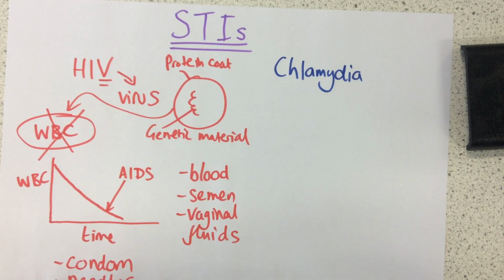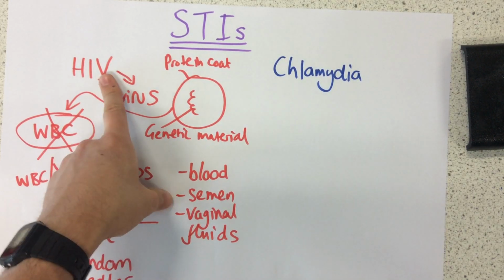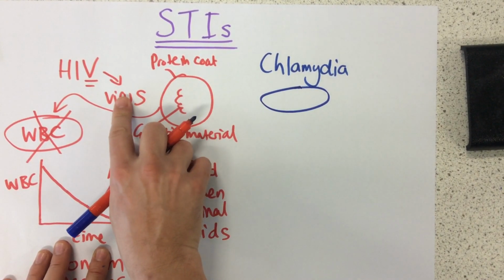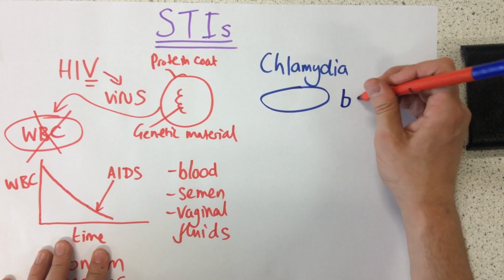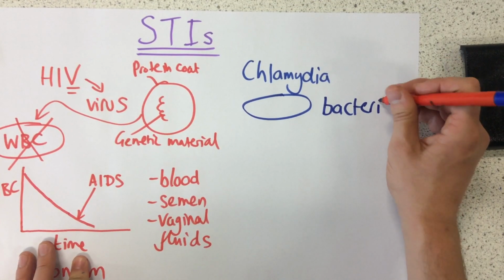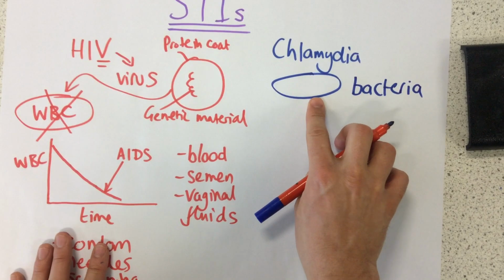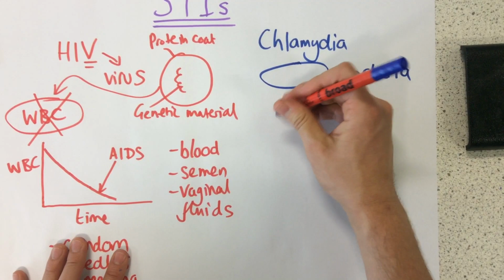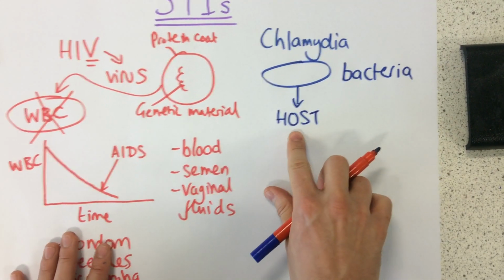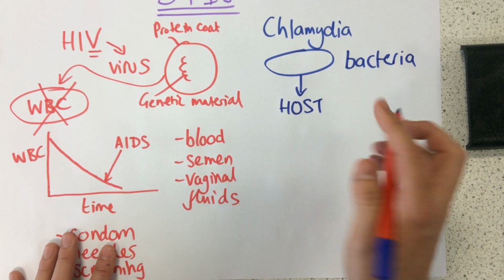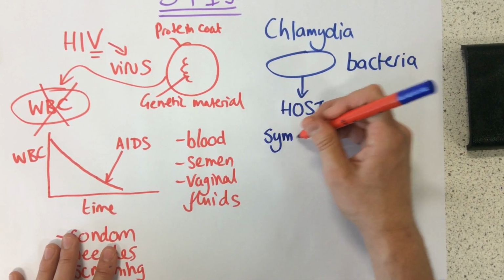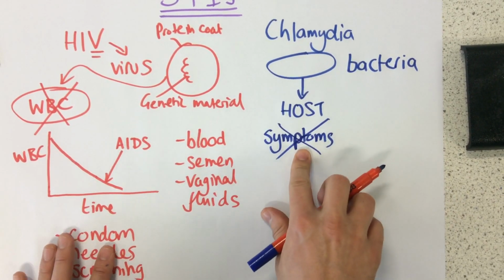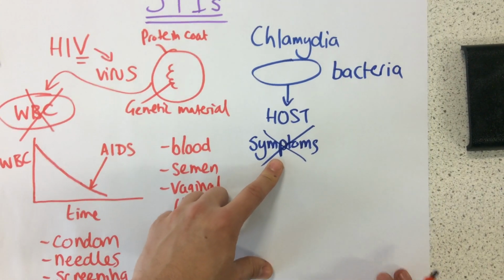Okay, chlamydia. Now, chlamydia is a little bit different from HIV. It's less life-threatening. In fact, it's not life-threatening at all. Now, instead of being transferred by a virus, the pathogen involved this time is bacteria. Similarly though to HIV, chlamydia bacterium needs a host in order for it to reproduce. Now, strangely enough, quite often, chlamydia does not have any symptoms.